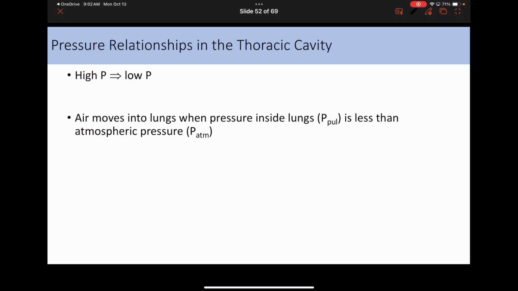So air moves into your lungs when the pressure inside the lungs is less than the atmospheric pressure. So when there's more pressure outside and less pressure in your lungs, air is able to move in towards that lower pressure. So how is this accomplished? What is the name that we give to bringing air into our lungs? Yeah, so inhalation or inspiration, either one of those is fine.